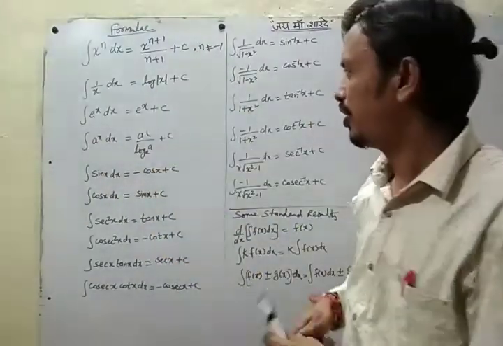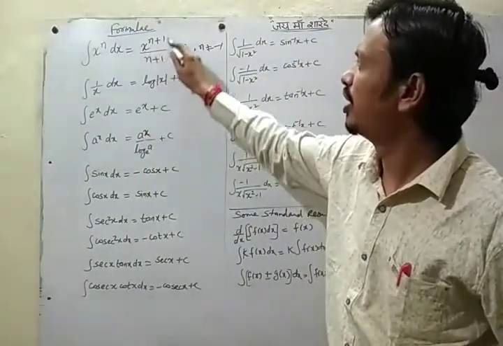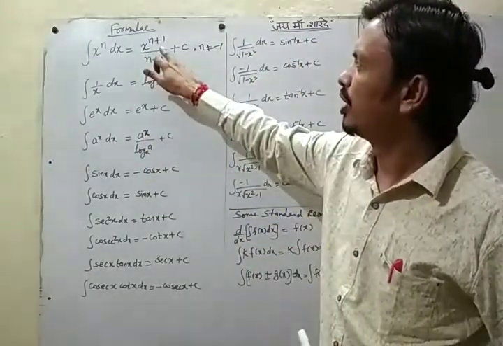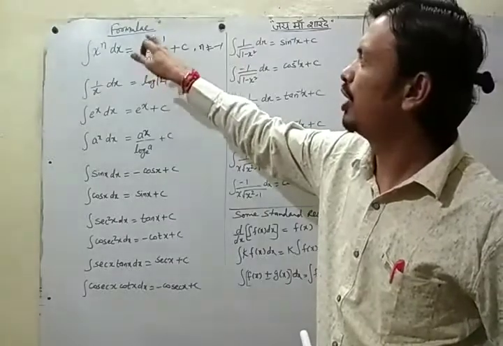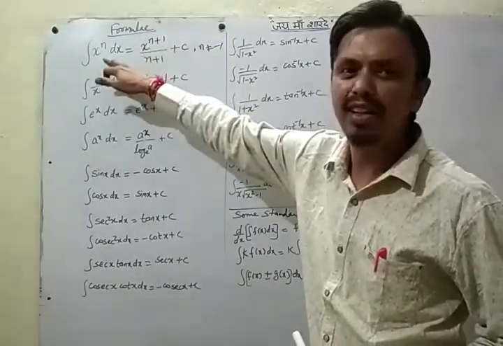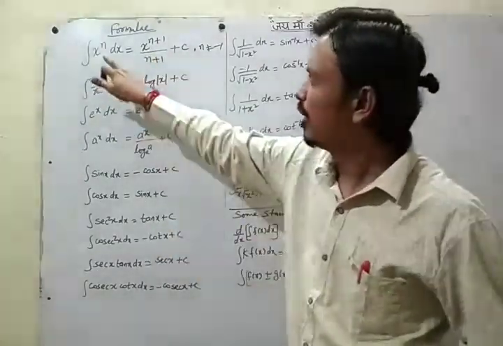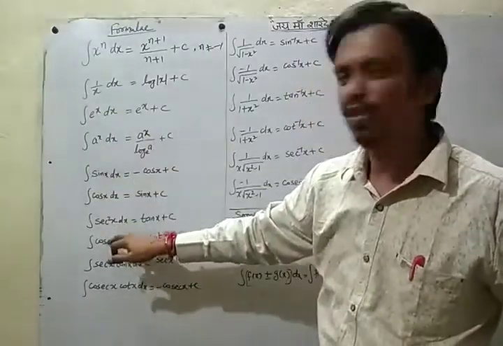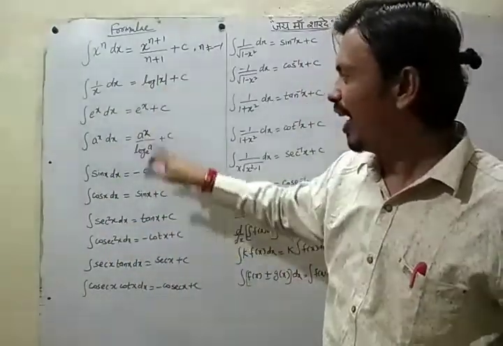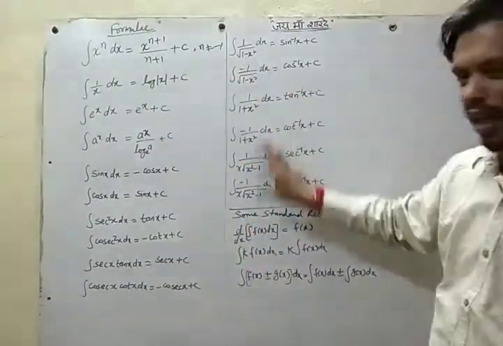So this formula we have used. If we differentiate x to the power n plus 1, we get n plus 1 into x to the power n. N plus 1 cancels out, and we get x to the power n. So if we find their derivatives, we get the given functions. So these are antiderivatives for these functions. So this formula is a very important formula.